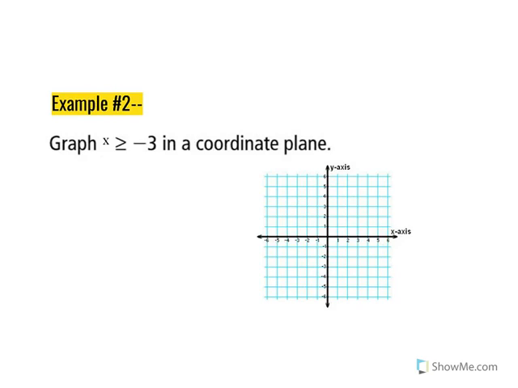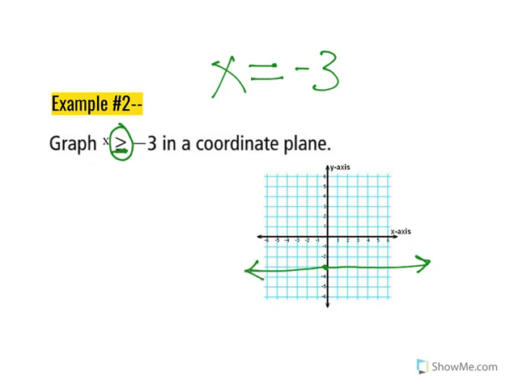Let's try another one. So here we've got x is greater than or equal to -3. If we were going to graph x is equal to -3, we would put a point at -3. And we would need to look at our sign and say, okay, it's also or equal to, so that means it's going to be a straight line.